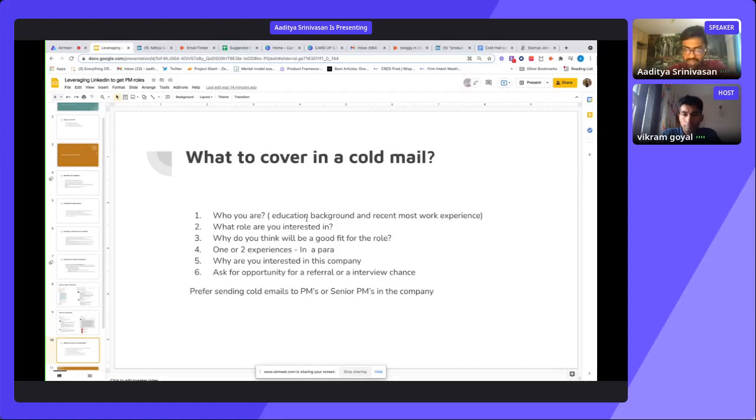This is very basic. Don't go too much into detail. Your cold mail shouldn't be more than 40 to 50 lines. It shouldn't be something which a person has to put too much effort into reading. So make sure you just explain one or two experiences.